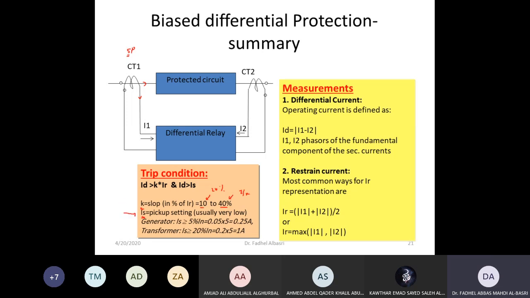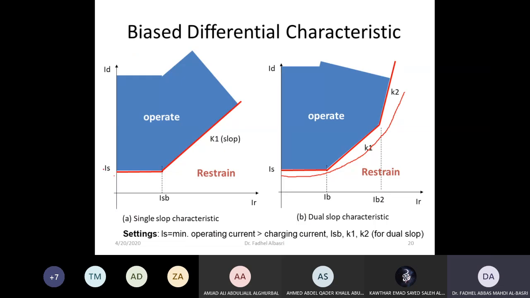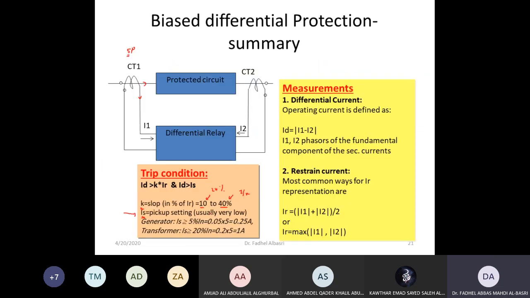What about the pickup settings? The minimum pickup setting depends on the equipment. If you have a generator, it will take 5 to 10% of the rated secondary current of the CT. The rated secondary is 5 ampere or 1 ampere, as I mentioned. So for 5 ampere American standard CTs, we take 5% of 5, which gives you 0.25, our backup setting for generators. We can go up to 10%. For a transformer, we go 20% of I pickup, so I get 1 ampere.